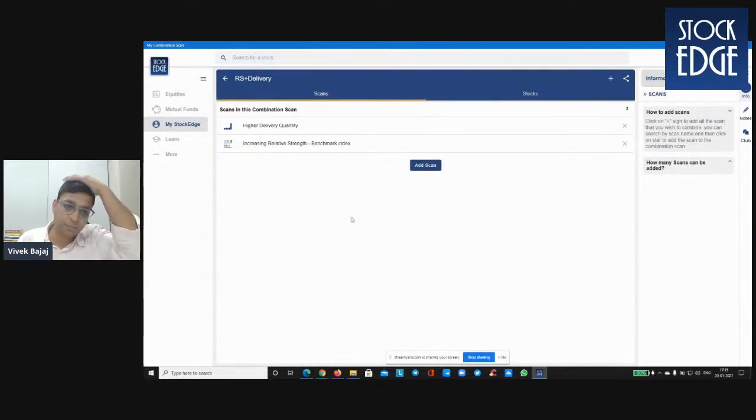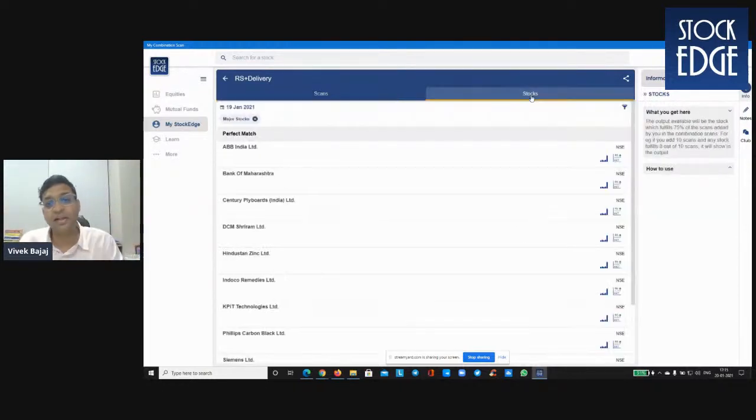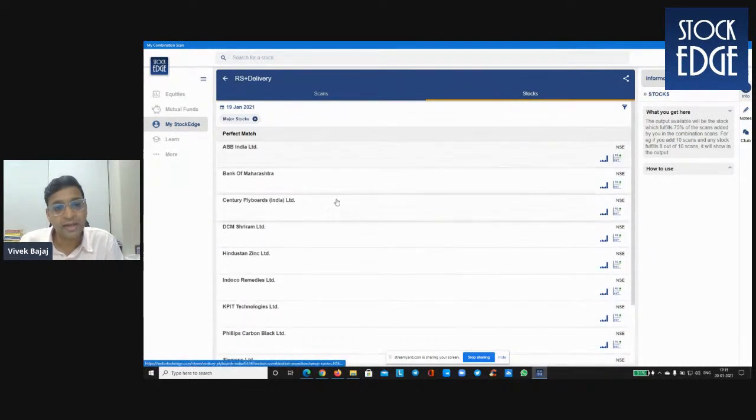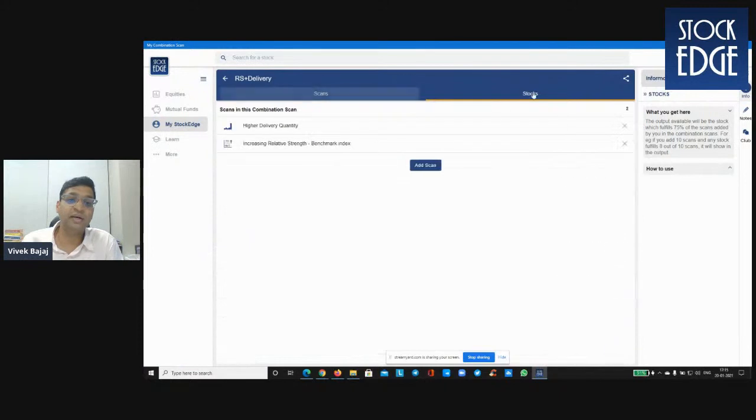My theory is stocks where there has been high delivery quantity and where there is increasing relative strength. What do you mean by increasing relative strength? It means for the last 3 days, RS is positive. It's going up. Okay. Not necessarily above zero, but RS is positive for the last 3 days. Now let's see the stocks. Okay. These are the stocks where RS is positive and there is a delivery.